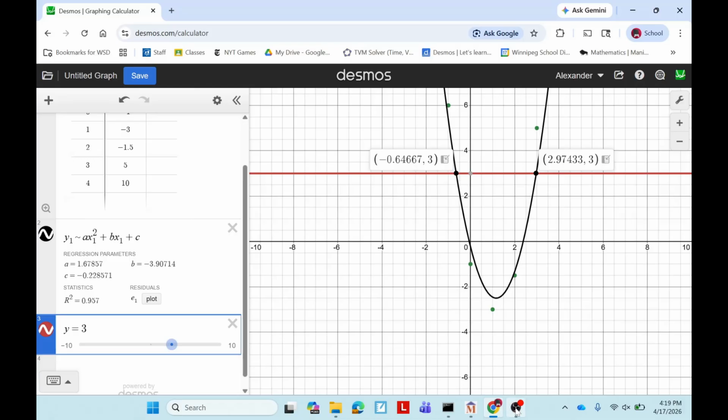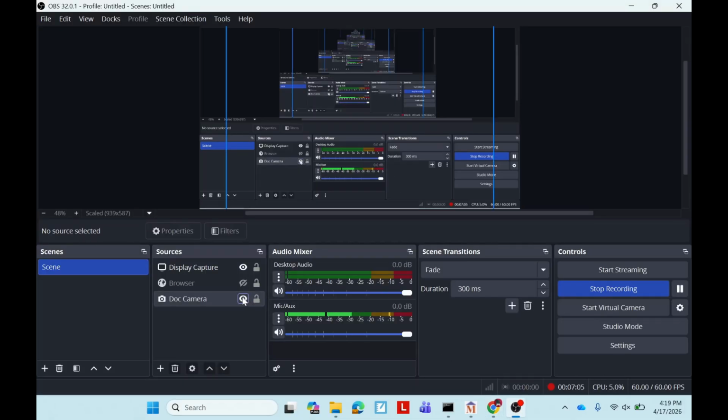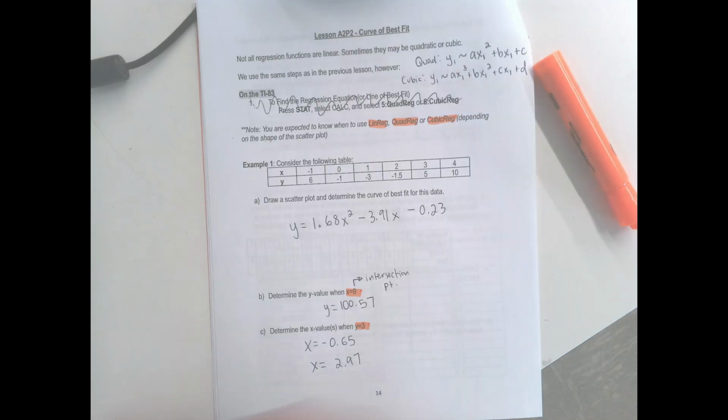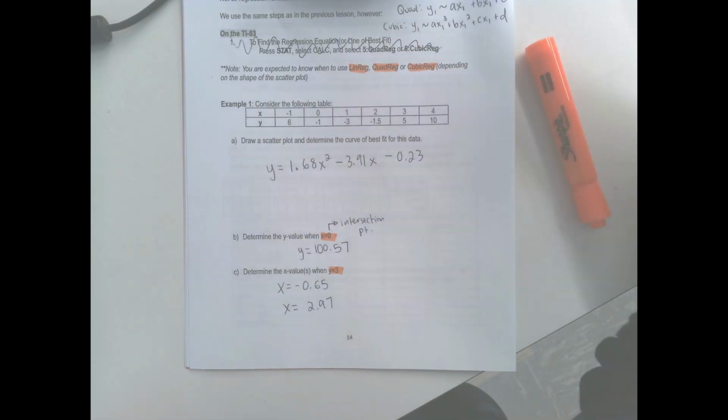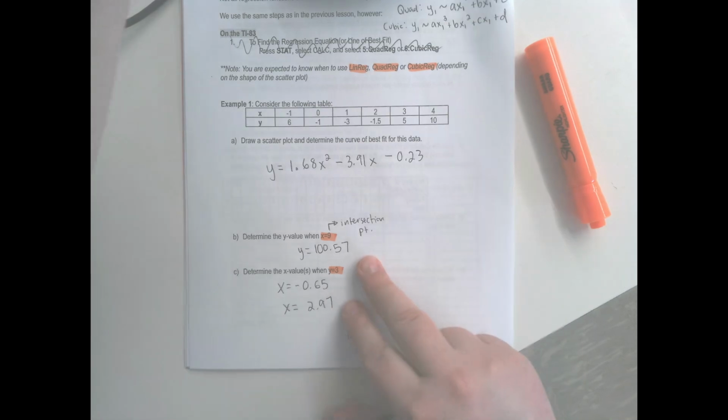So if I switch back over to my notes here, I've got them written down where y is equal to 100.57, and then my two x values are written there as well. So we're going to take a look at one more example on the next page.